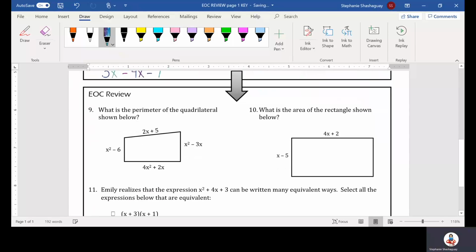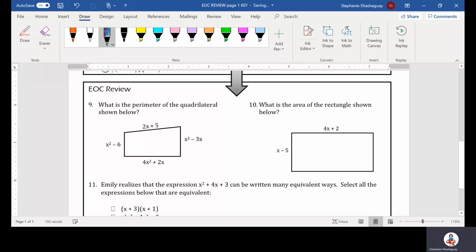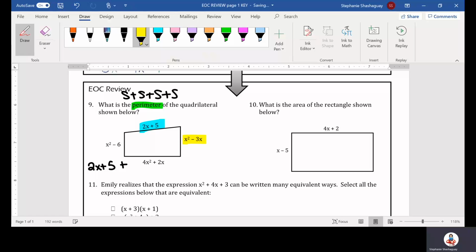All right. Moving along to number 9. What is the perimeter of the quadrilateral shown below? Remember that perimeter is side plus side plus side plus side. So we're just adding all of these binomials together. So we're going to take this 2x plus 5, and then we need to add x squared minus 3x.